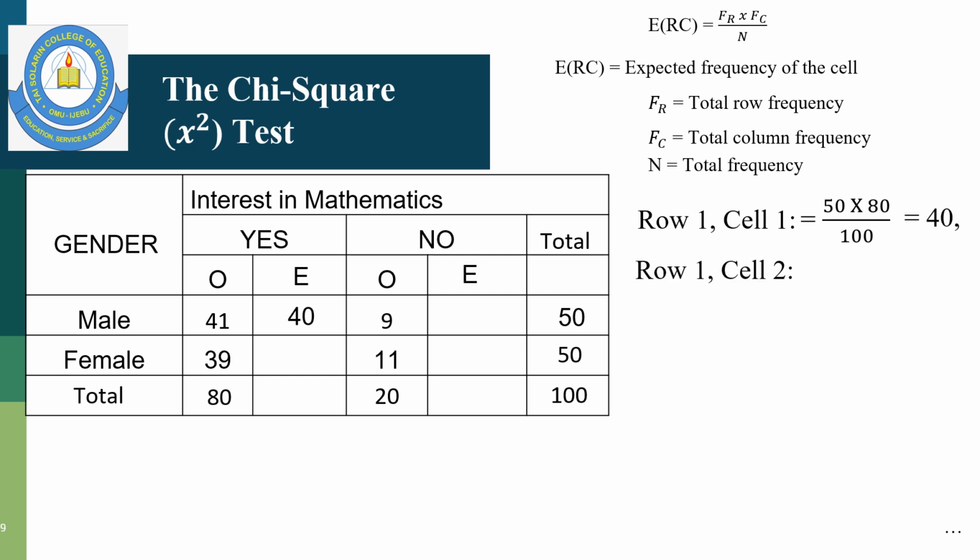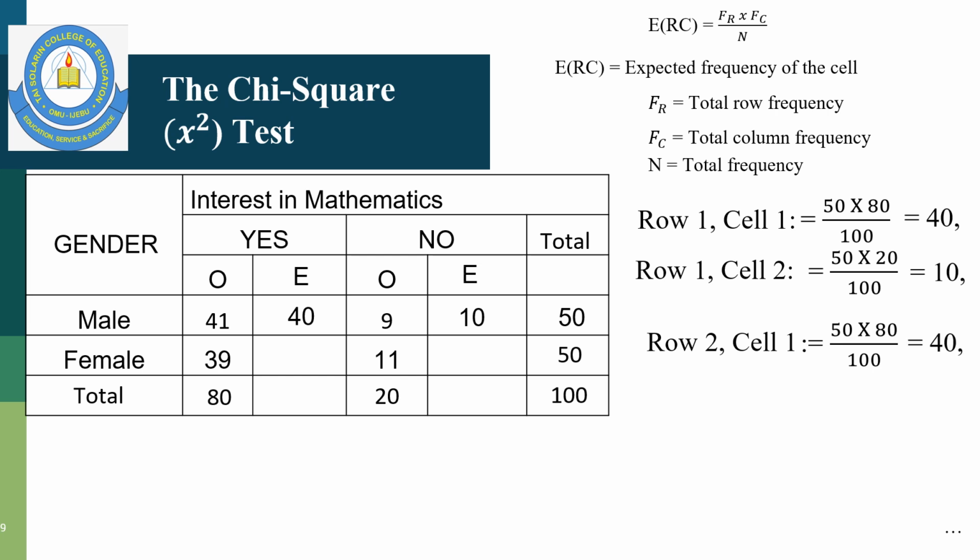For row 1, cell 2, the total row here is still 50, while the total column is 20. So we now say 50 times 20 divided by 100, and that gives us 10. So we are going to write 10 in row 1, cell 2. So for row 2, cell 1, the total column here is 50, while the total row here is 80. So we now say 50 times 80 divided by 100 will still give us 40. So we write 40 in row 2, cell 1.